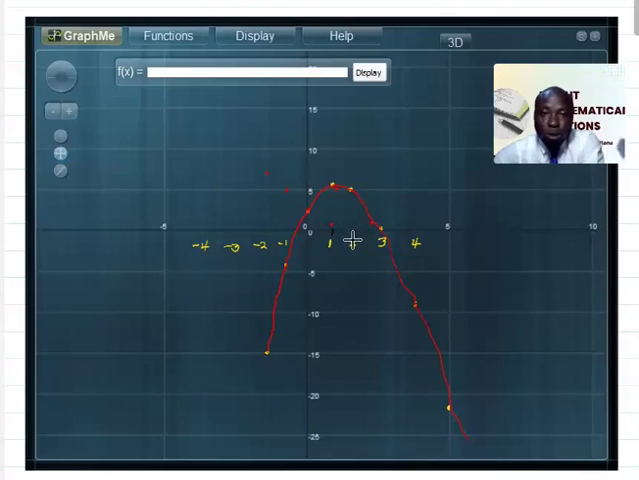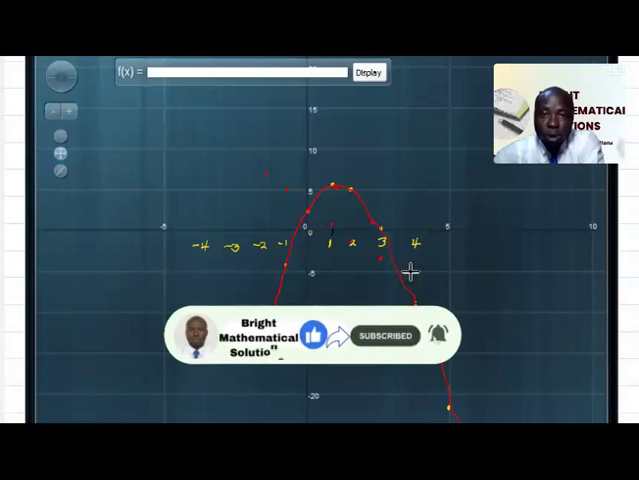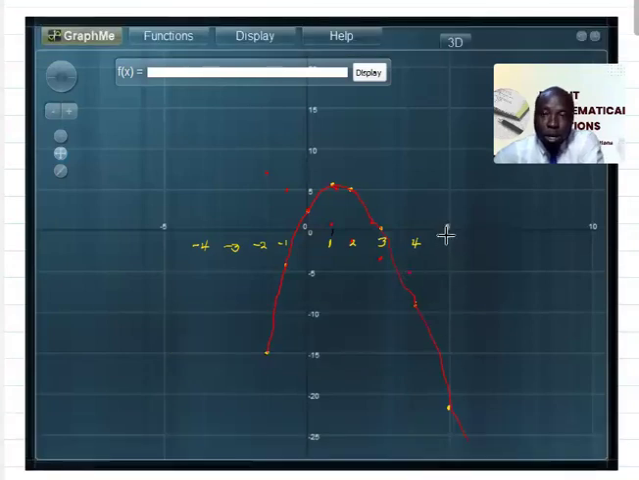So minus 1, 2, and minus 1. So when x is 3, our y is minus 3. So minus 3, 3 and minus 3. When x is 4, our y is minus 5. 4 and minus 5. So when x is 5, our y is minus 7. 5 and minus 7.